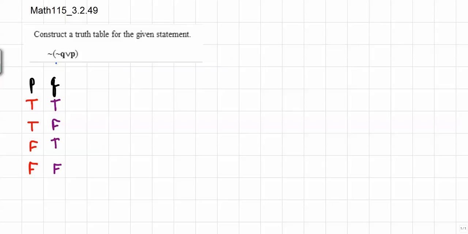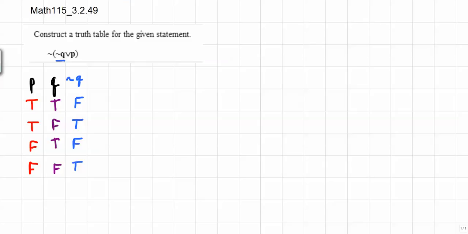Now, in this particular problem, since we are faced with a not Q situation, we're going to go ahead and do a not Q column. And remember that if Q is true, then not Q would be false. And I will indicate that so. If Q is false, then not Q would be true. Once again, if Q is true, not Q would be false. And if Q is false, not Q would be true.